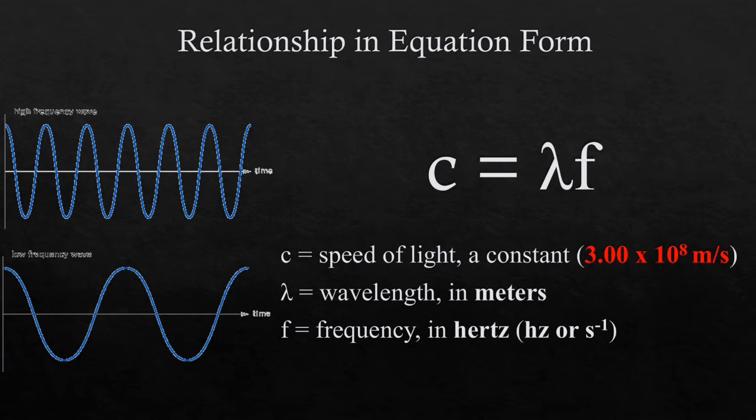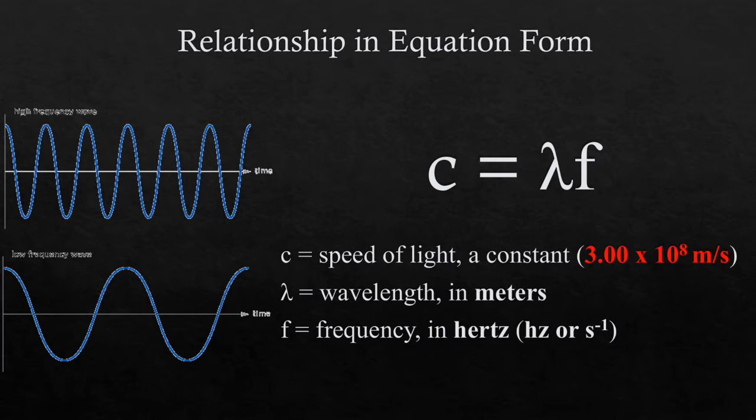Let's relate wavelength and frequency. We have this equation, C equals wavelength times frequency. C is a constant, meaning it will never change. C will always be equal to 3 times 10 to the 8 meters per second.